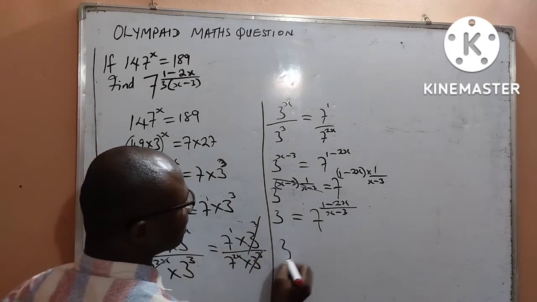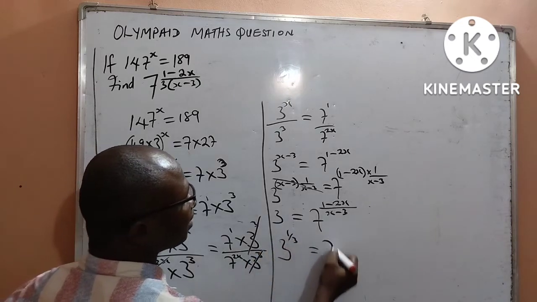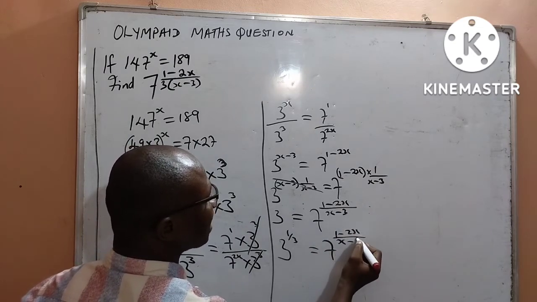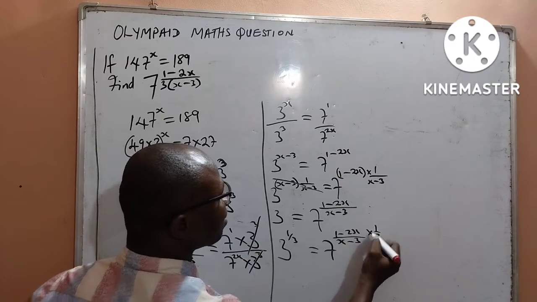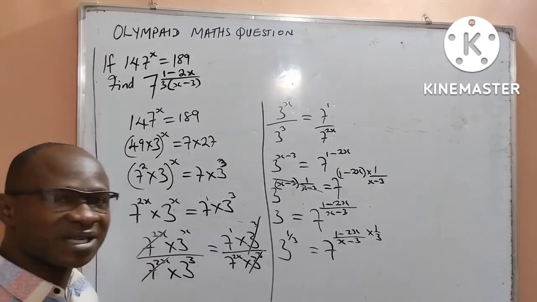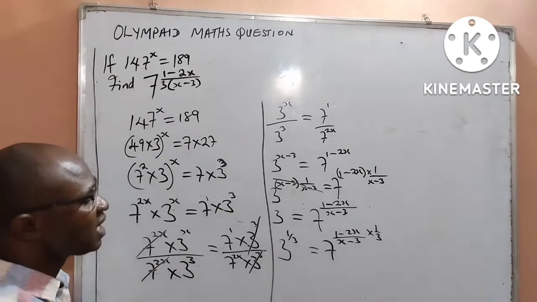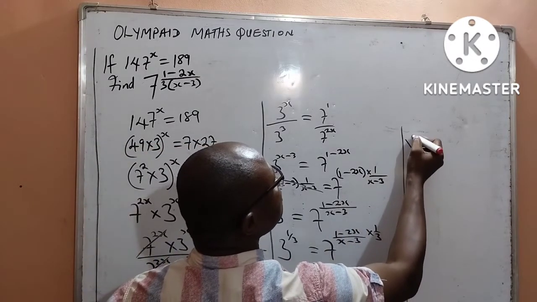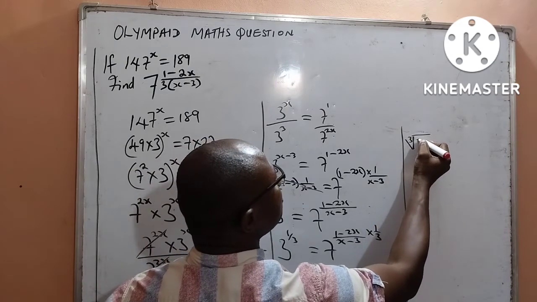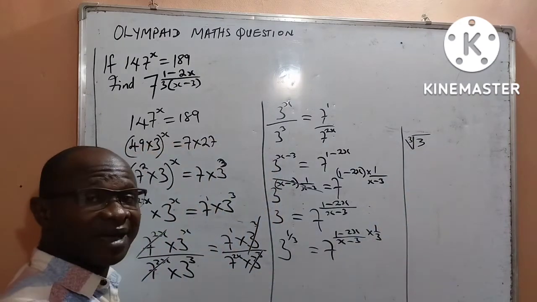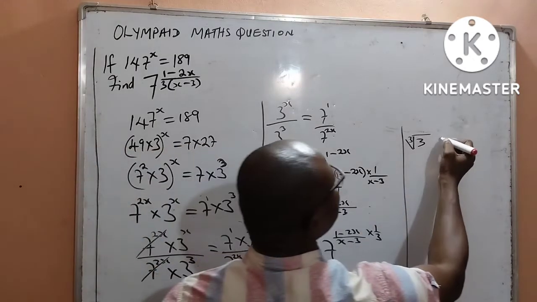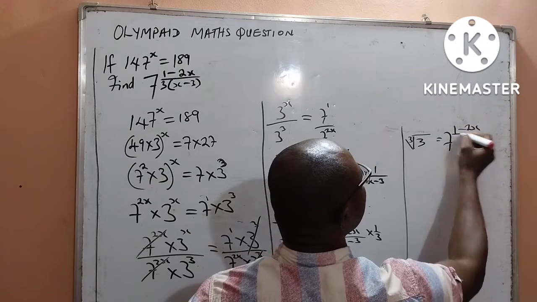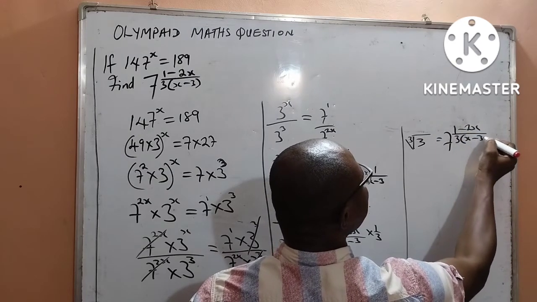And that means we shall be having 3 raised to the power 1 over 3 equal to 7 raised to the power 1 minus 2x all over x minus 3, everything multiplied by 1 over 3. So I have done it on both sides, the right hand side and the left hand side. And that means I shall now be having 3 raised to the power 1 over 3, which is the same thing as cube root of 3. While from the right hand side, what I will now have is 7 raised to the power 1 minus 2x all over 3 into x minus 3.